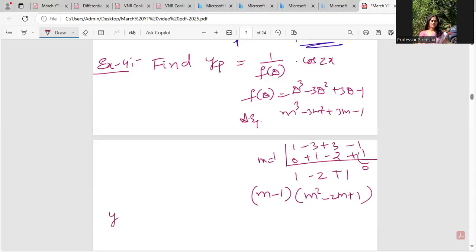Now coming to yp, I should be writing in terms of d, right? Here I'm not asked to find the general solution. I'll be finding only yp, right? You can also be asked to find only yc. So do check the problem properly before proceeding.